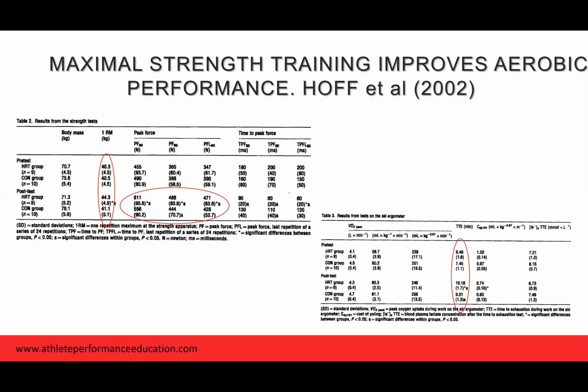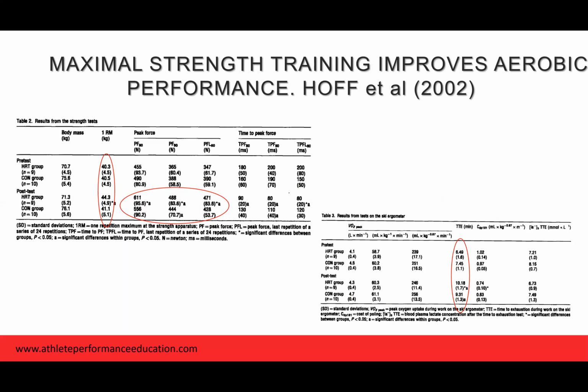But what's more noticeable is the time to exhaustion, where we can see that they've gone from 6.49 minutes to 10.18 minutes compared to the control group, which is 7.45 minutes, which only went to 9.31 minutes. So again, a significant improvement. So it's a classic example of being able to see, okay, here's a group, they've done some strength training, here's a group they haven't. Has it improved performance? And in this case, really evident, really clear.